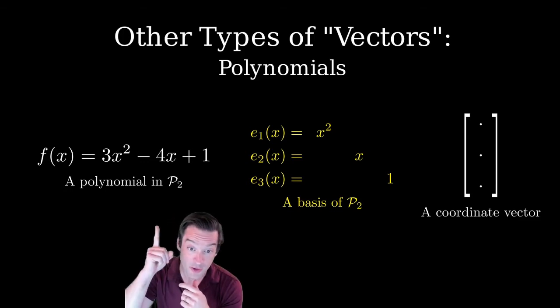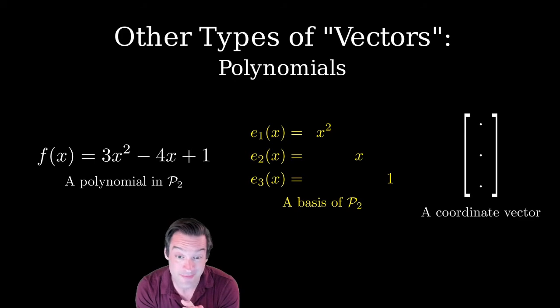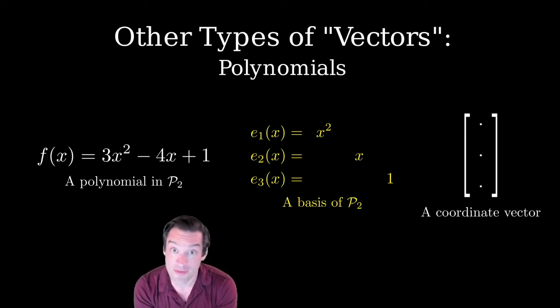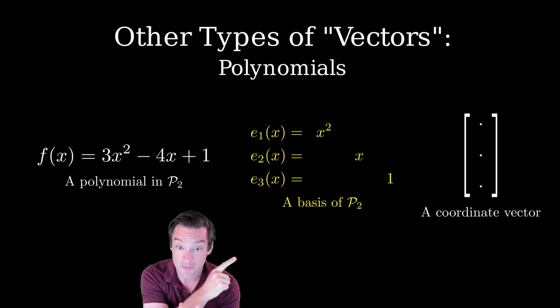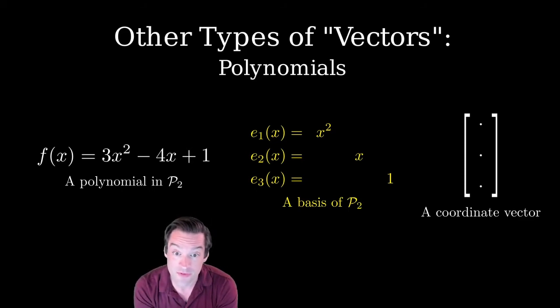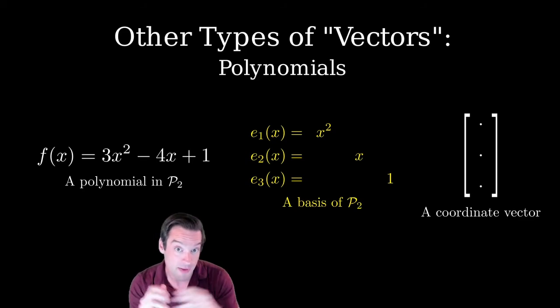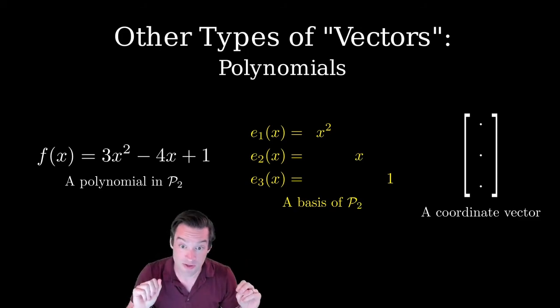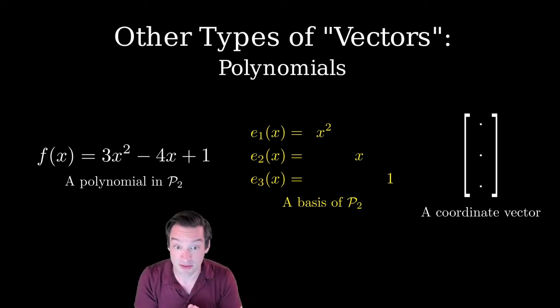So if I have this polynomial, 3x squared minus 4x plus 1, and I choose a basis for my vector space of polynomials of degree at most 2, right? An example of a basis for that space would be the three functions e1 of x equals x squared, e2 of x equals x, e3 of x equals 1. Those are the basic polynomial functions of degrees 2, 1, and 0, respectively.